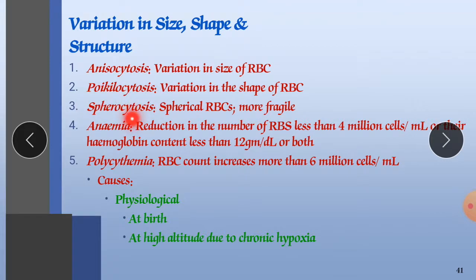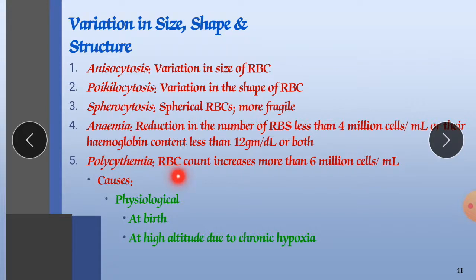Next is spherocytosis. Spherical RBC are more fragile, so they become completely spherical because they are packed in their size. If they become spherical, meaning completely round in structure, they will become more fragile. Anemia is a reduction in the number of RBC to less than 4 millions per mm cube. If they are less than that, the condition is called anemia, and their hemoglobin content is less than 12 gram per dl or both.